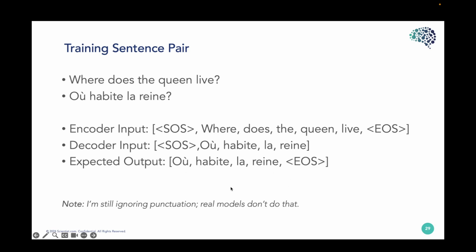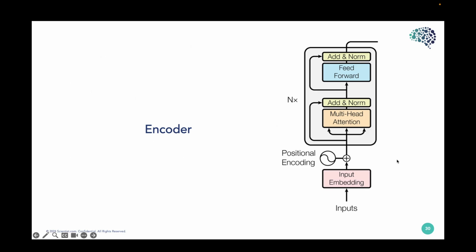So what the decoder is learning to do is, given this from the encoder, given "where does the queen live", it's going to learn to move this input to be this output, pardon me. And we're going to go through that step by step. Okay, so this is the encoder. We're going to focus on that first.